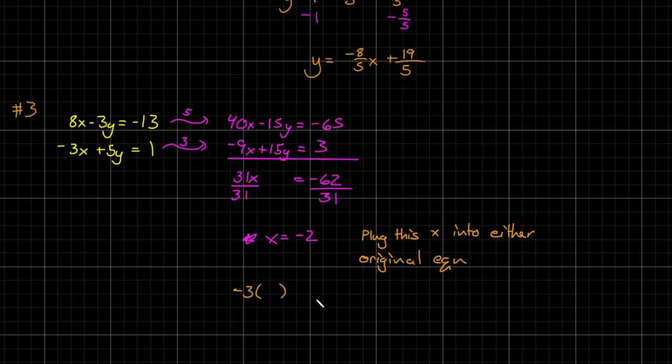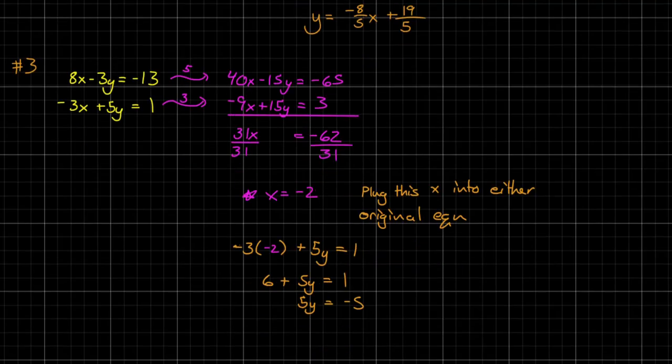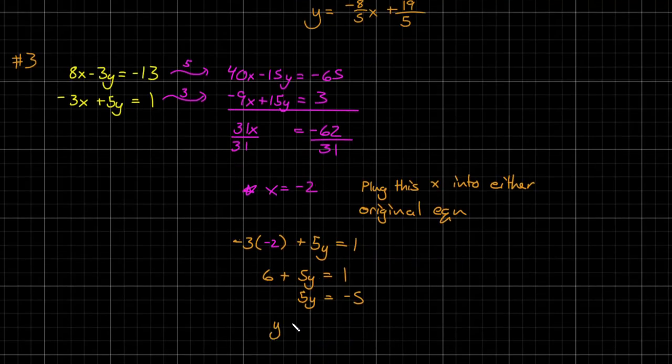If we do that, we get negative 3. And I'm going to replace the x with a negative 2, so I'll just leave it blank for now. Plus 5y equals 1. What did we just find x was? And let's do it. So here we go. What's this turn into? 6 plus 5y equals 1. 5y equals negative 5. And therefore, y equals what? So y equals negative 1. Love it. Am I done yet?